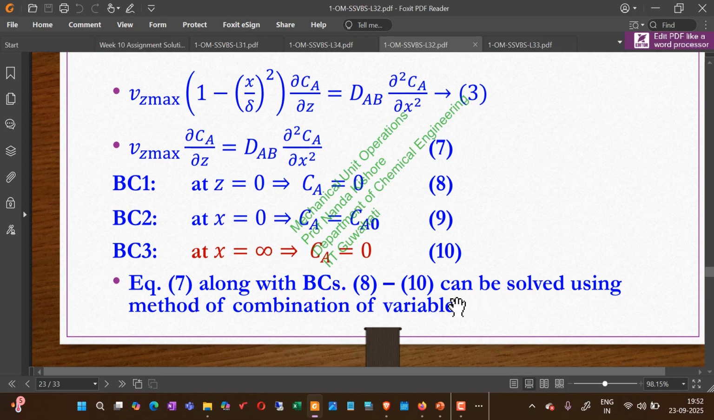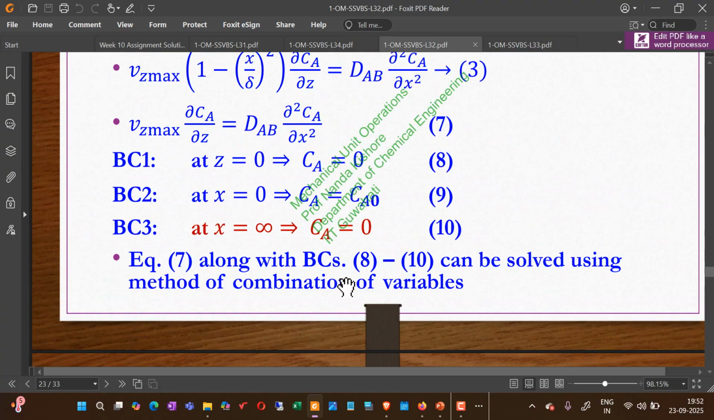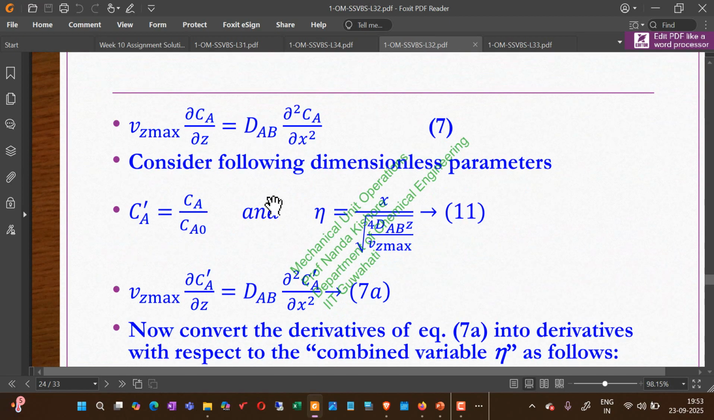Okay, so equation 7, along with the boundary conditions 8 to 10, can be solved by using the method of combination of variables. Combination of variables we have started using. So this is the combination of variables: Ca over Ca0, and this is eta, and this is x, we have given this. And this is the combination of variable, x and z is here, right?